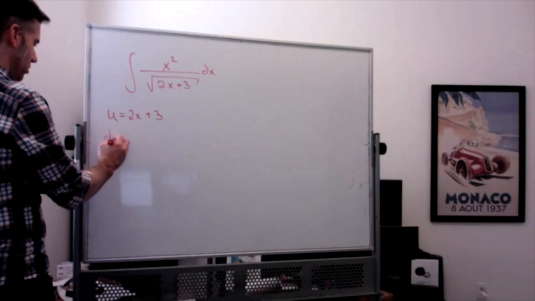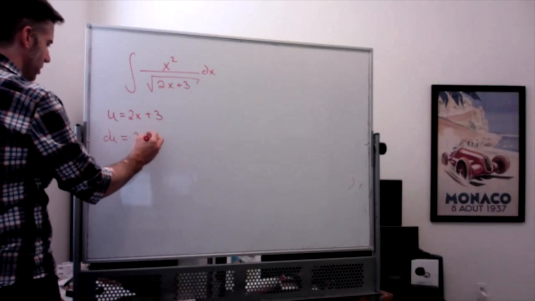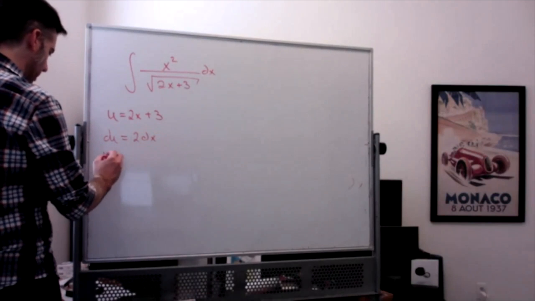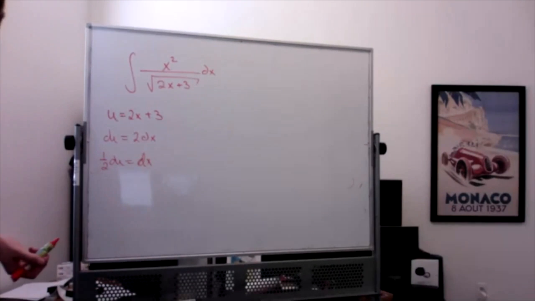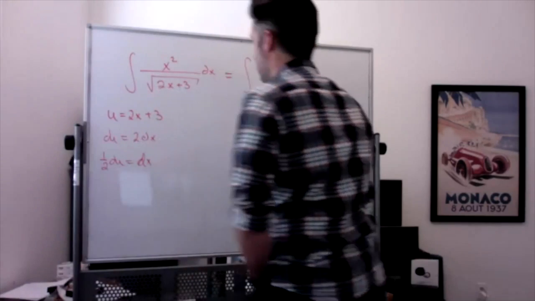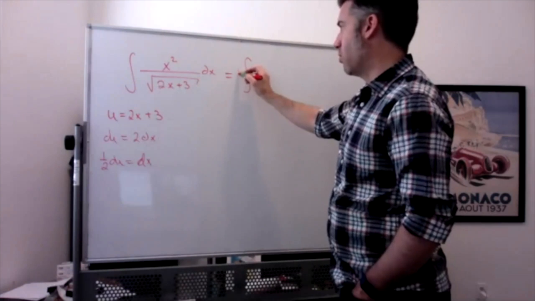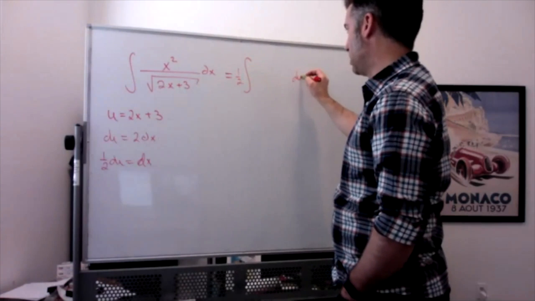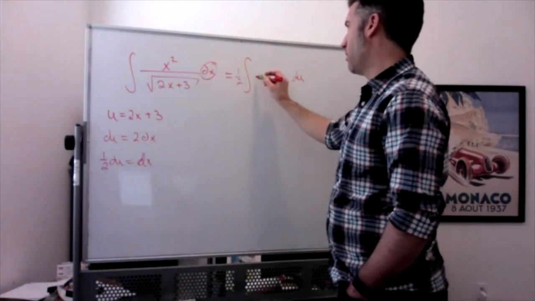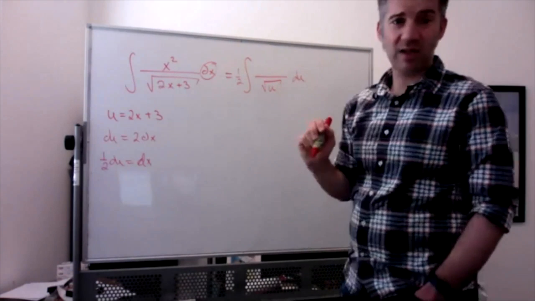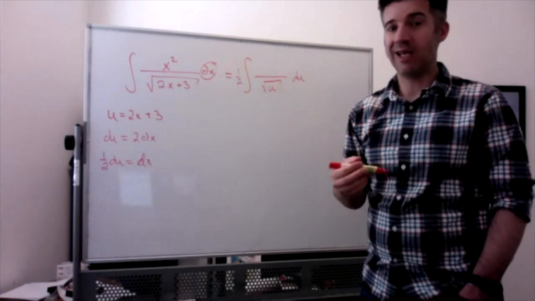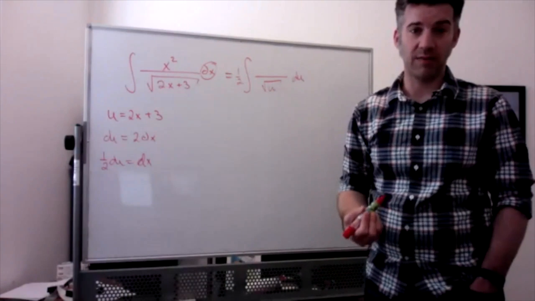Our du is 2 dx, so our 1/2 du is dx. So we're going to start replacing things like we usually do. My dx is 1/2 du. Okay, took care of that. My denominator is the square root of u. Then I have x squared left in the numerator, and to deal with that, we have to do a back substitution.